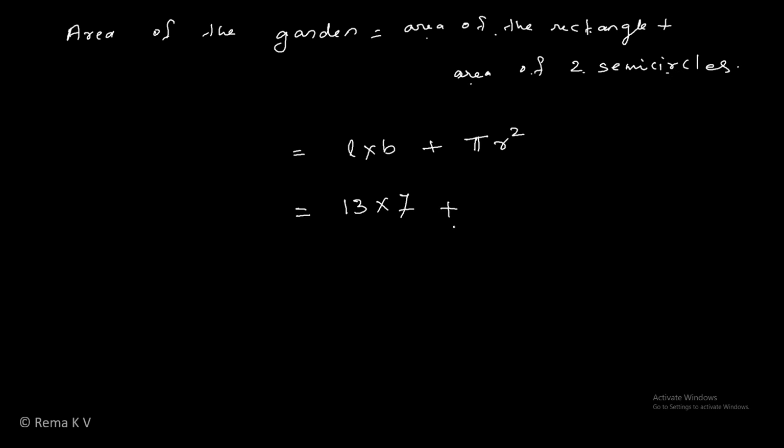Then plus the value of pi is 22 by 7 and the radius is 7 by 2. So 7 by 2 square means 7 by 2 into 7 by 2. Now multiply these two, 13 into 7.